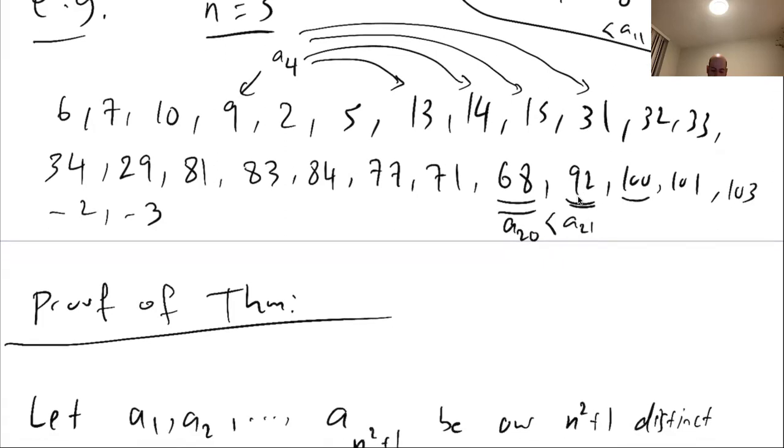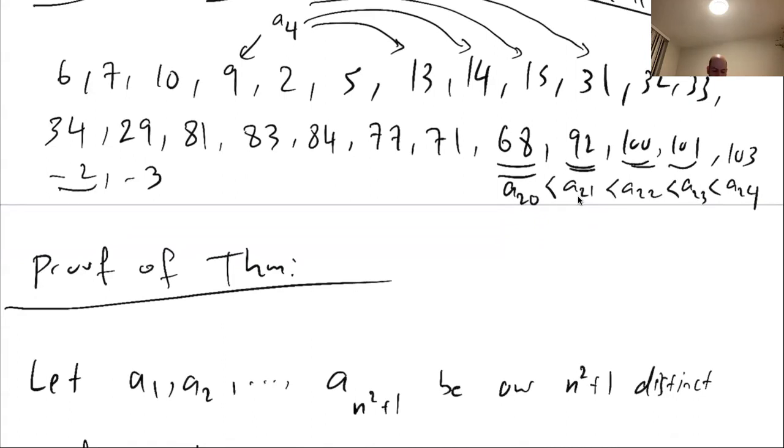And then I have 100, which is bigger than 92 if I want to have increasing. So this is less than A22. 101 is bigger than 100, less than A23, less than A24. But then this is A25, and this is not bigger than 103, it's less. -3, same thing. So I cannot have a longer increasing subsequence starting from 68.